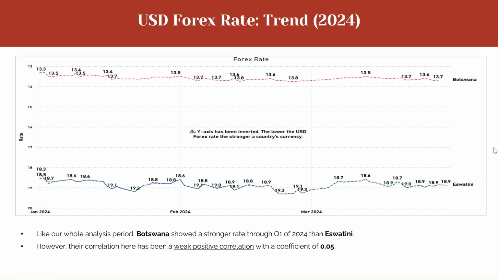Then you've got the same USD forex rate, but now the trend for just 2024. So here it's just the beginning of this year till end of Q1 2024, March 31st, that is. So you can see just how far above Botswana is from Eswatini. And again, the y-axis here has been inverted. So just for this period, we noted that there has been weak positive correlation between both currencies. So here it was at a correlation coefficient of 0.05. But here we can see that again, Botswana has a stronger rate than Eswatini relative to the dollar.